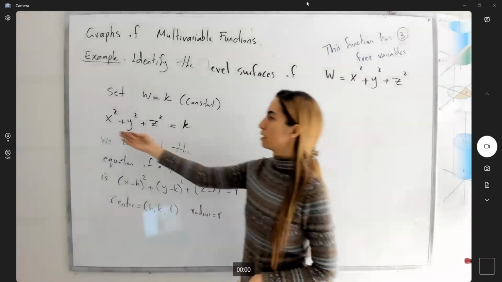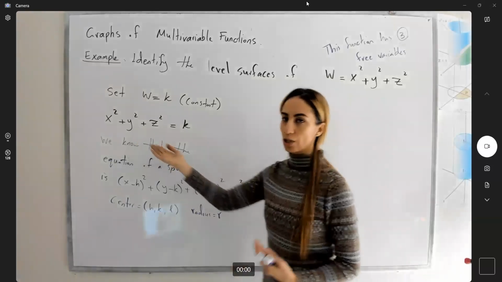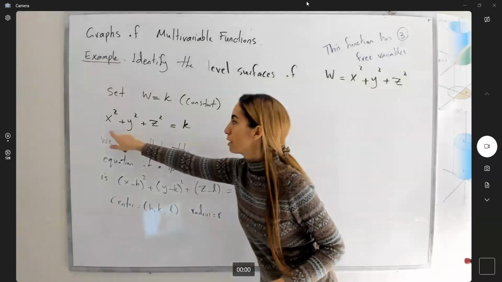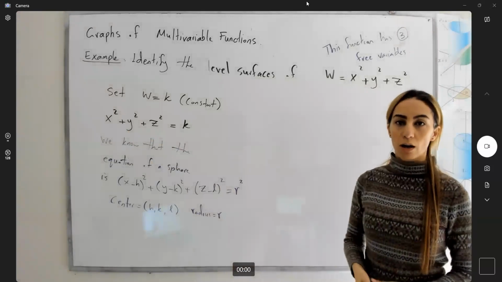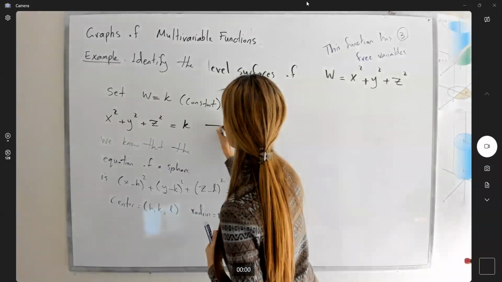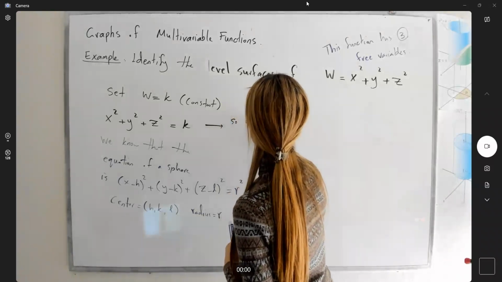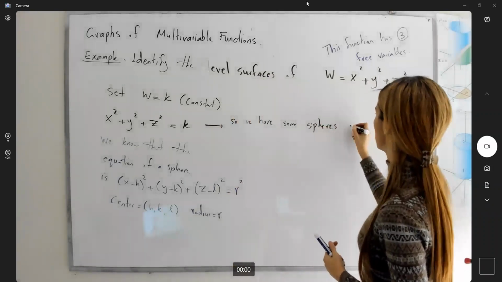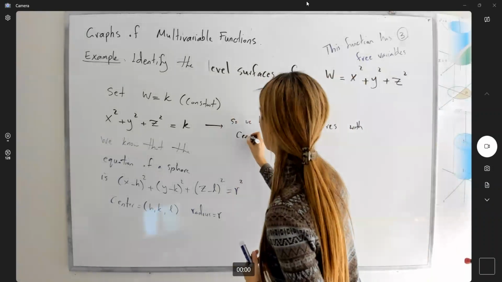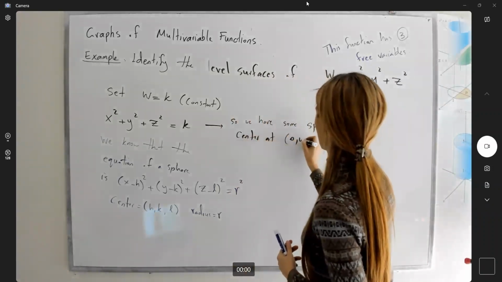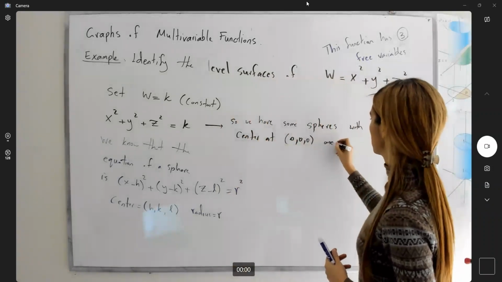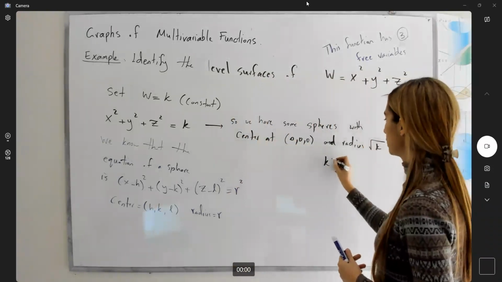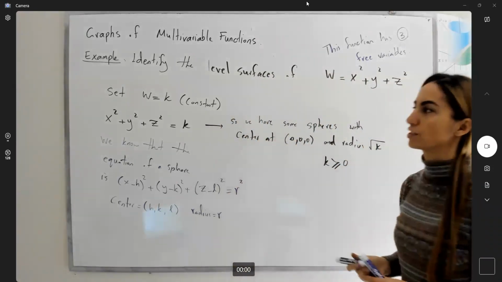Okay, it seems like x squared plus y squared plus z squared represents some spheres centered at the origin with radius square root of K. So we have some concentric spheres with center at the origin and radius square root of K. So it means that K must be larger than or equal to 0.